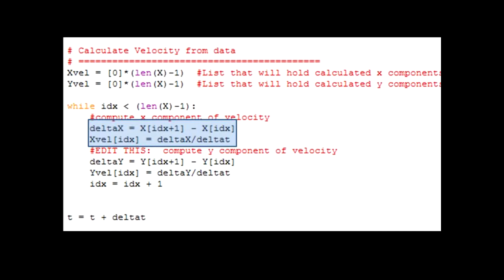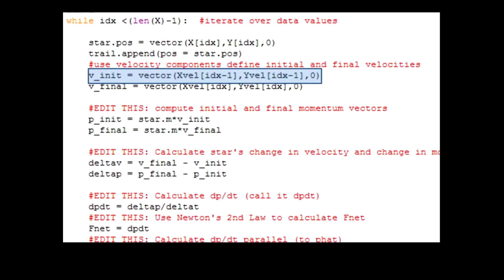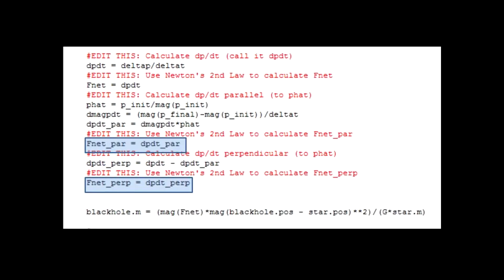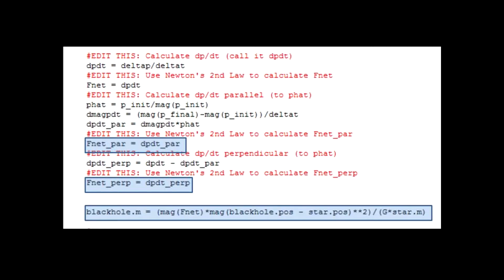I began with calculating initial velocity by finding the change in the x and y components over the change in time. I multiplied that value by the star's mass to find the initial momentum. I did the same for the following x and y components to find a second velocity and a second momentum. The change in momentum over the change in time has the same value as the net force. I also calculated the parallel and perpendicular components of the net force, even though they are not necessary for finding the black hole's mass. Since I found the net force, I was able to enter Newton's universal law of gravitation into my code and use it to find the mass of the black hole.